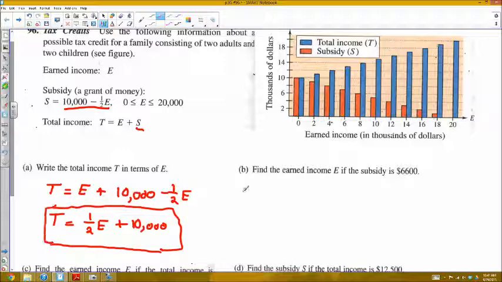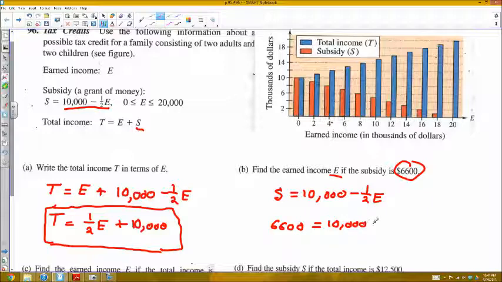That's why we would want to use this. Now it says find earned income if the subsidy is $6,600. Well, the equation that relates subsidy to earned income would be this equation. So I'm going to write the subsidy is equal to 10,000 minus 1/2 earned income. I know the subsidy is $6,600, so I'm going to replace the subsidy with 6,600, which will give me 6,600 equals 10,000 minus 1/2 earned income. And then solve this for earned income.